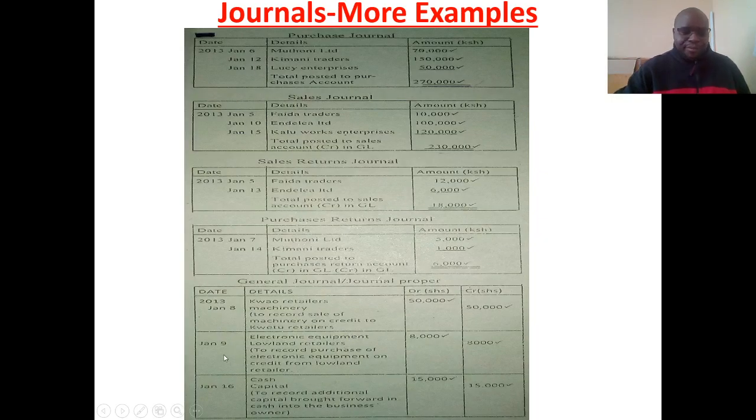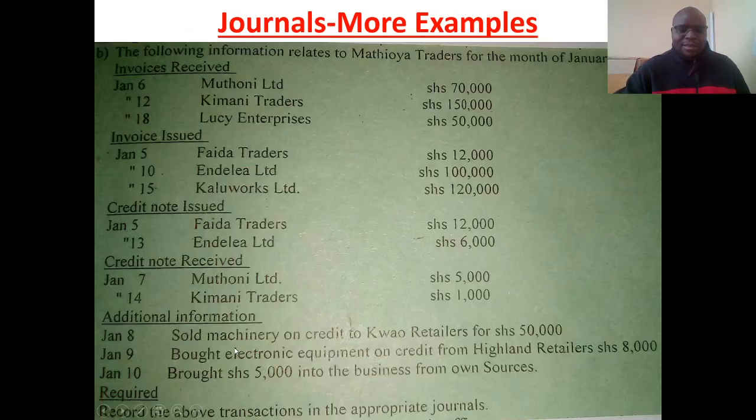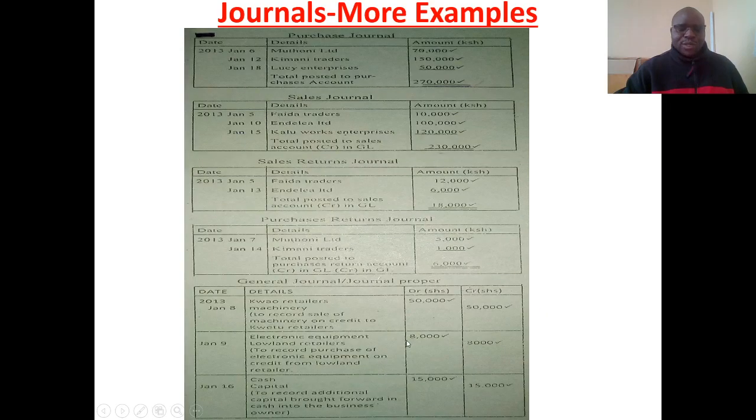On the 9th, bought electronic equipment on credit from Lowland Retailers. We have increased a fixed asset known as electronic equipment by 8,000. You debit that account for the equipment that has increased. And then Lowland Retailers, who are creditors, have increased. We have bought on credit a machine worth 8,000. The narration: to record purchase of electronic equipment on credit from Lowland Retailers.